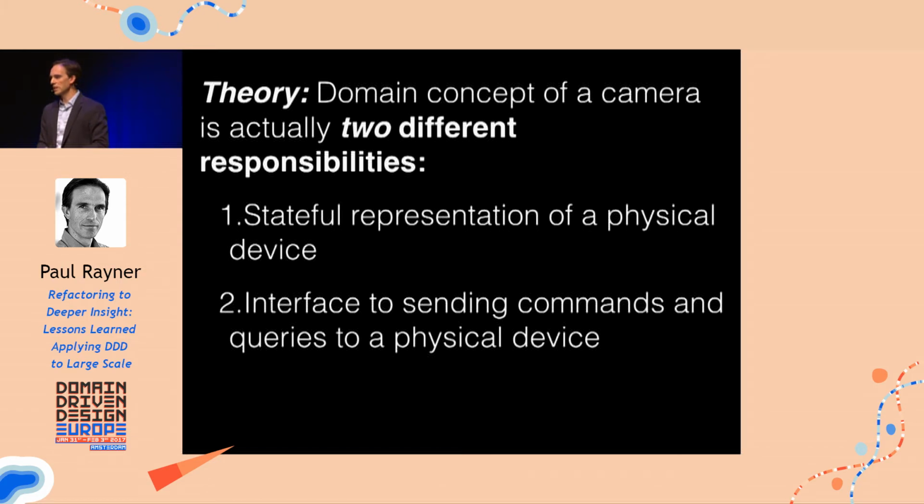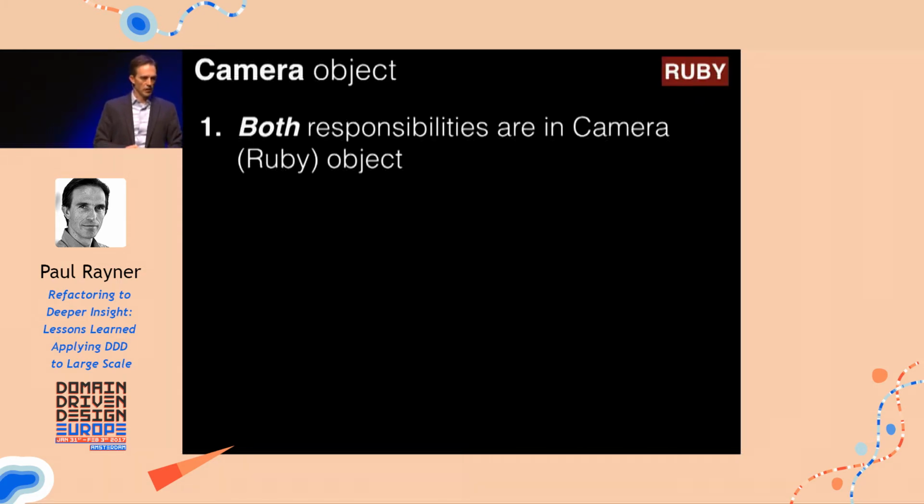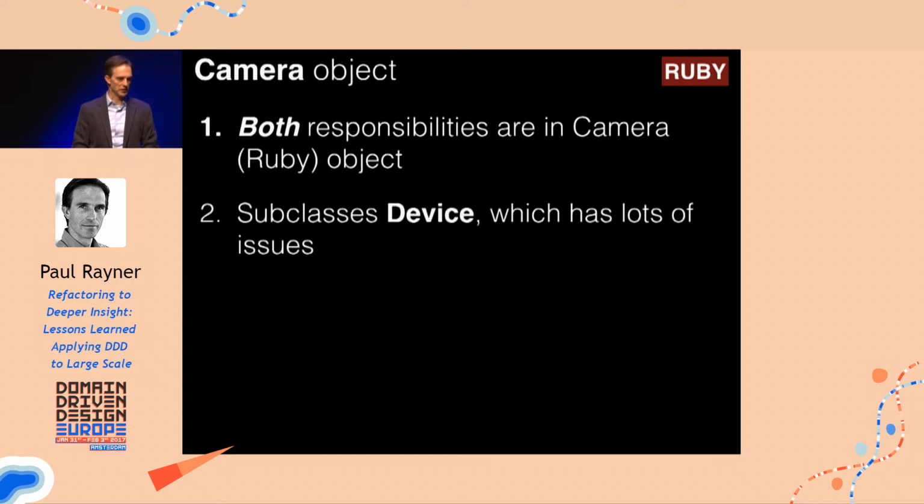So then once we had the idea of these different responsibilities, we started saying, well, what could we do? Well, what we noticed on the Ruby side was that both of these responsibilities are in the camera model object in Ruby, which subclasses device. Now, device is used to also represent things like thermostats and garage door openers and locks.